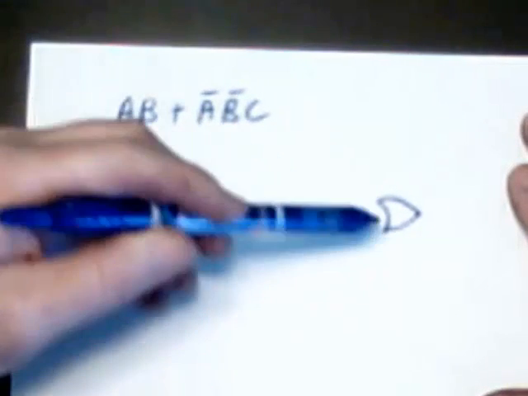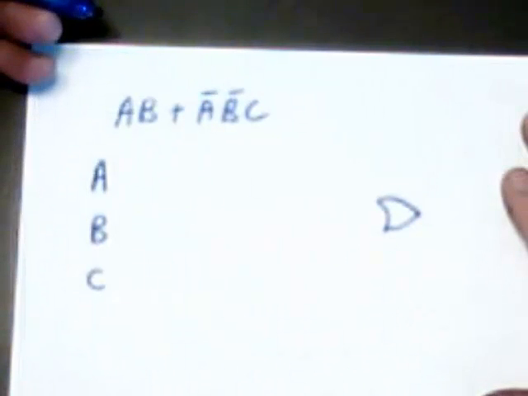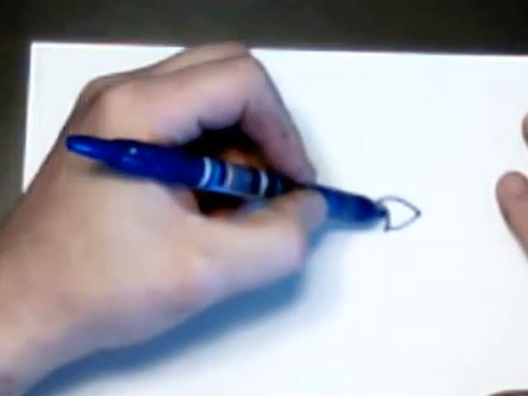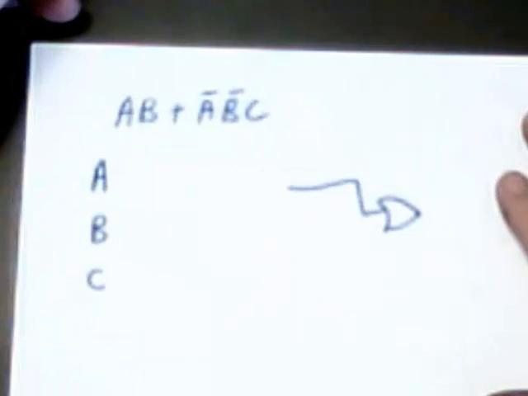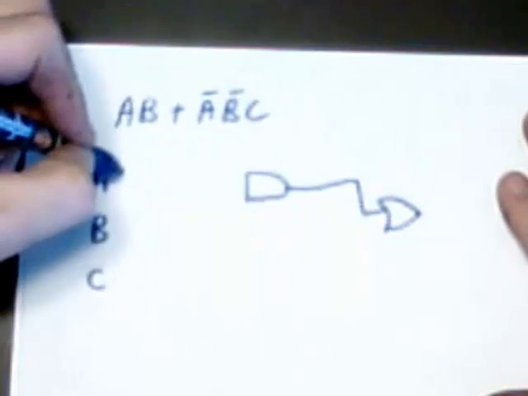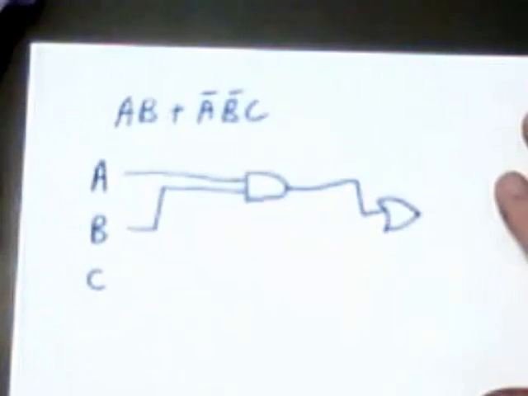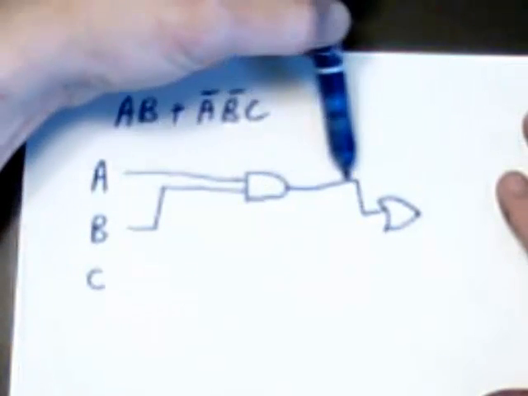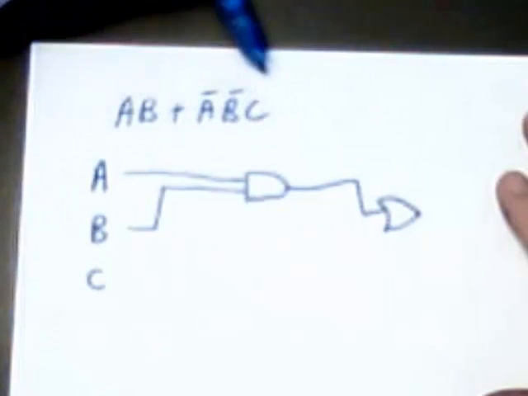Well, what are the things that we are adding? We are adding A times B, and we are adding not A, not B, C. So let's do the first addition line. One of the inputs must be A times B. So I need to multiply A times B. So what I have now is A times B being added to, now I need to draw this.